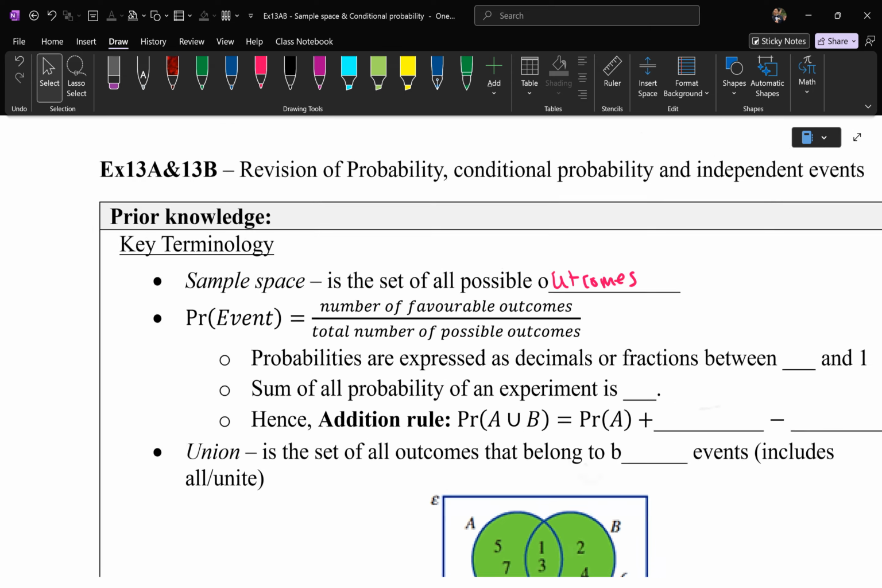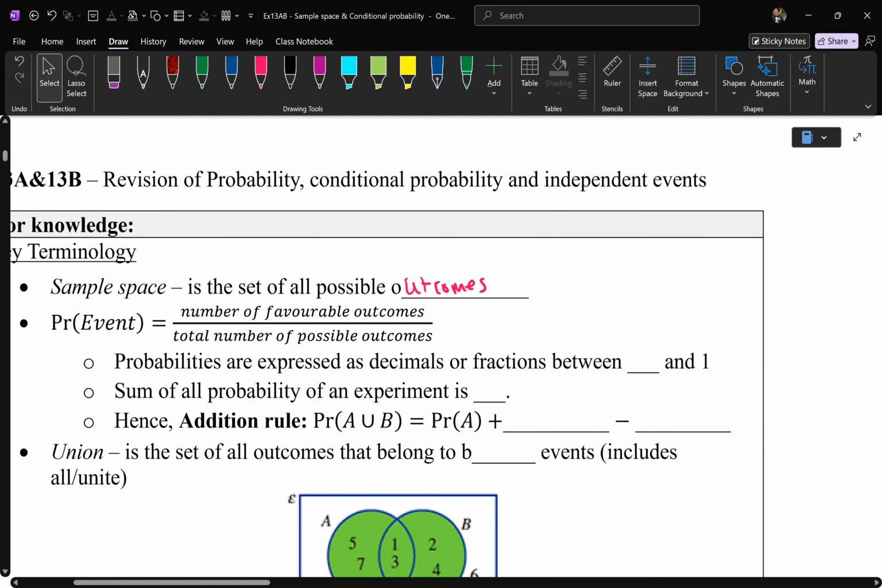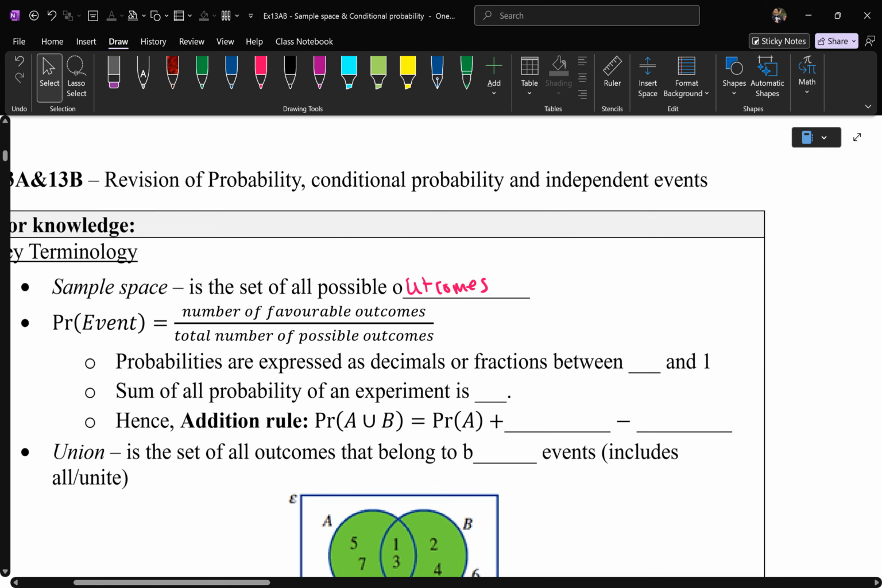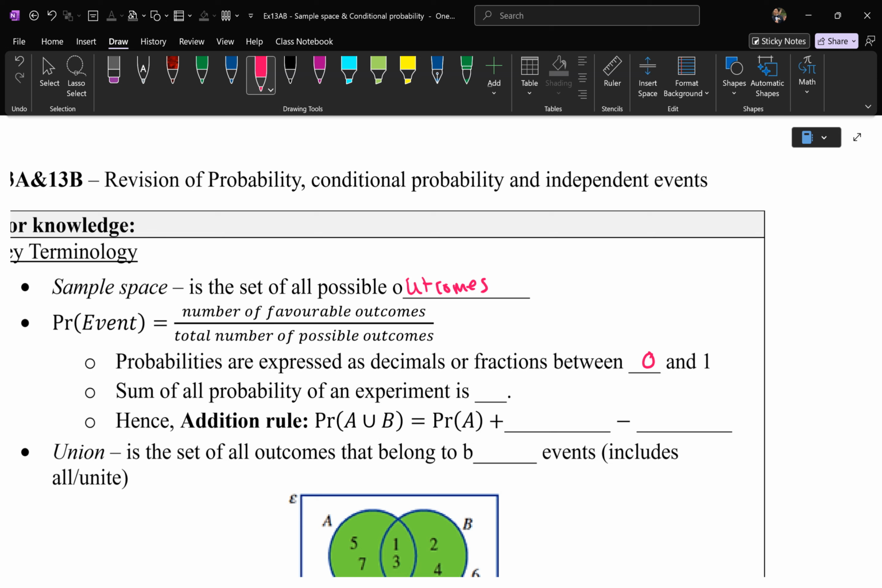Probabilities are expressed as decimals or fractions between what values? Something and 1. What goes there? Let's go with Tara. 0 and 1, because you can be 0% sure or you can be 100% sure, which is why it's 0 and 1. Sum of all probabilities of an experiment is equal to what? Let's go, Rango. 1. Because we already said max is 100%, so if you add them all together, it should equal 100%, which is 1.